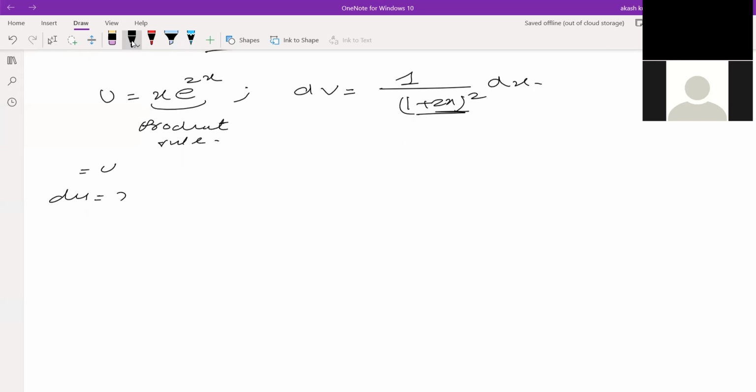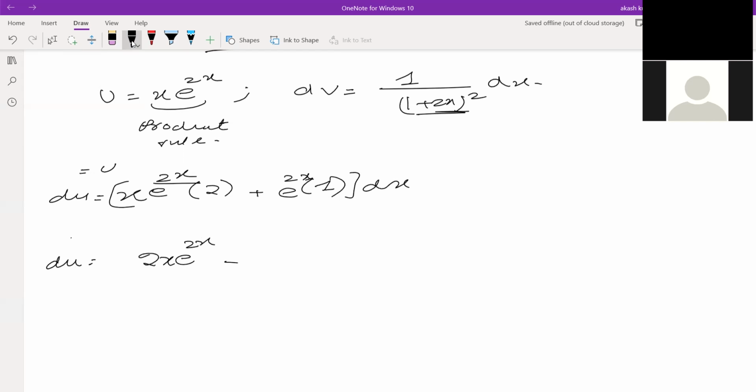f(x) equals f prime g plus g prime f. Yes. So keeping x as it is and differentiating e raised to the power 2x, it becomes e raised to the power 2x multiplied by 2, then plus sign of the formula, and then keeping e^2x as it is and differentiating x, so it becomes 1, and then there is dx. So du is equal to 2x e raised to the power 2x plus e^2x dx. Is it clear?